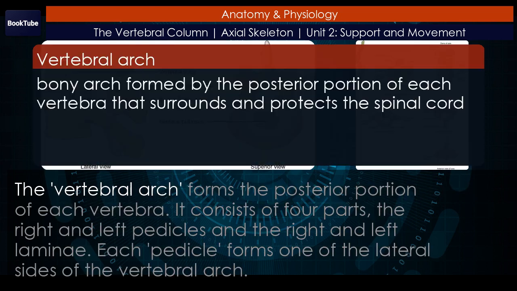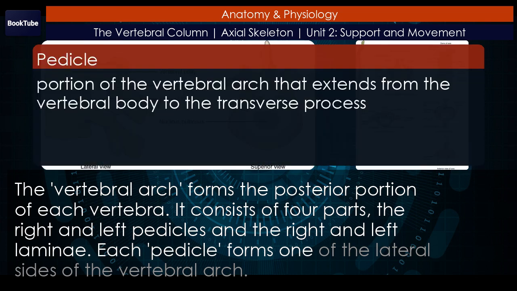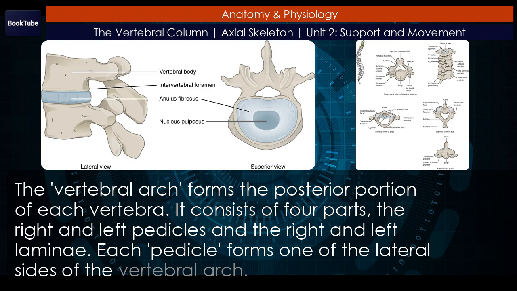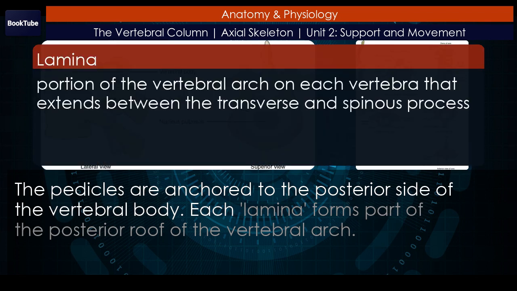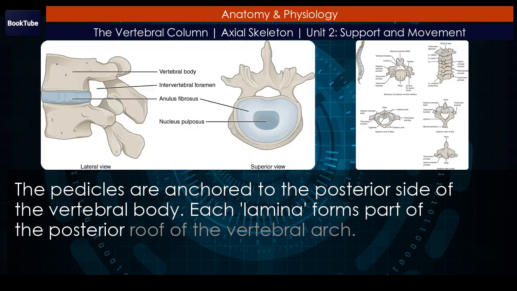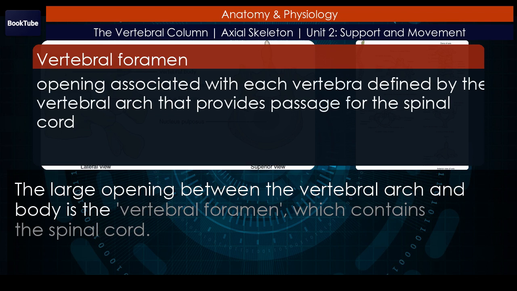The vertebral arch forms the posterior portion of each vertebra. It consists of 4 parts: the right and left pedicles and the right and left laminae. Each pedicle forms one of the lateral sides of the vertebral arch. The pedicles are anchored to the posterior side of the vertebral body. Each lamina forms part of the posterior roof of the vertebral arch. The large opening between the vertebral arch and body is the vertebral foramen, which contains the spinal cord.